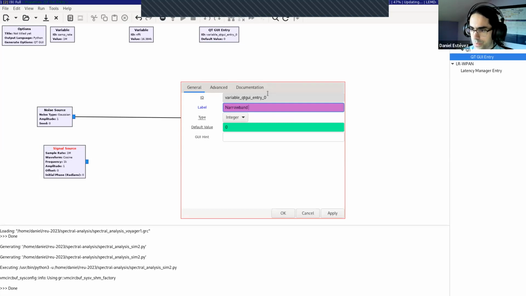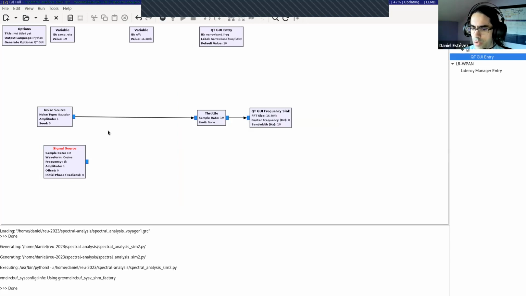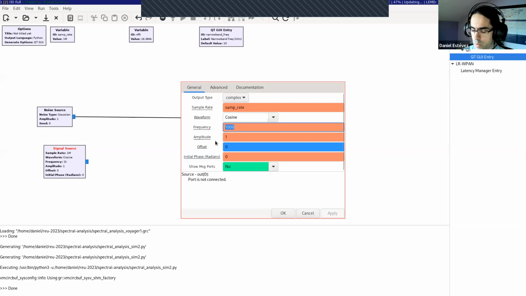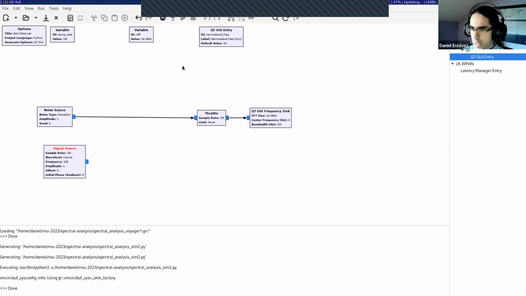and I'm going to do here narrowband frequency in kilohertz. I'm going to set this, for example, to 10 kilohertz by default, but this is an entry field, so we can change it when the flow graph is running. And the frequency is supposed to be given in hertz, but I have wanted to do my entry in kilohertz, so I need to transform narrowband frequency. And then I also want to control the amplitude, but for 1 second, let's set this to amplitude 1 and see what happens.